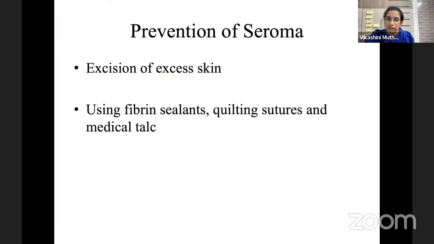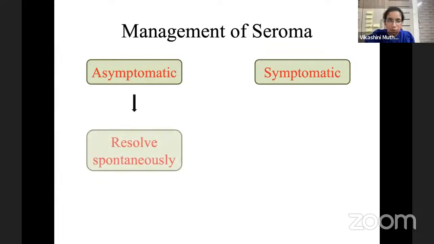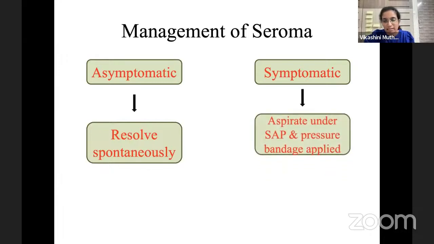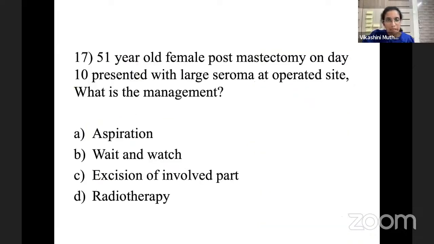And now that you have tried all the preventive measures, but again, the patient presents with seroma. How will you manage it? If it is asymptomatic, no problems. It will resolve on its own. But if it is symptomatic, then you need to aspirate it under strict aseptic precaution and apply a pressure bandage. Aspiration can be tried thrice. But even after that, if there is a refractory seroma, then definitely that patient has to be considered for surgical drainage. Okay.